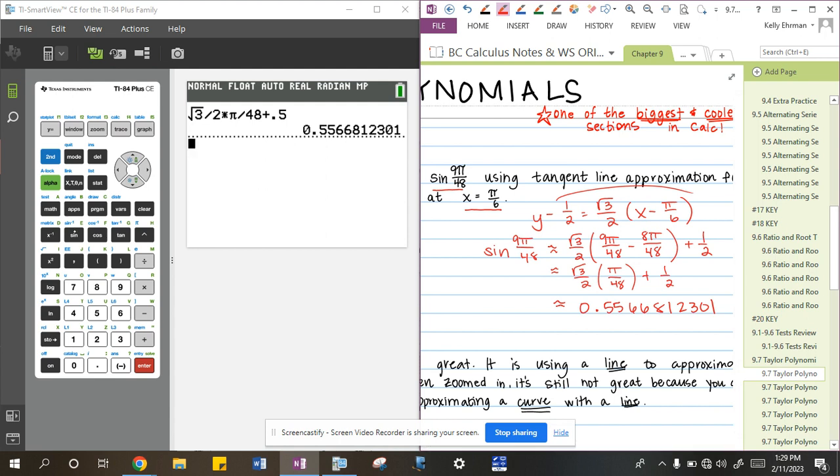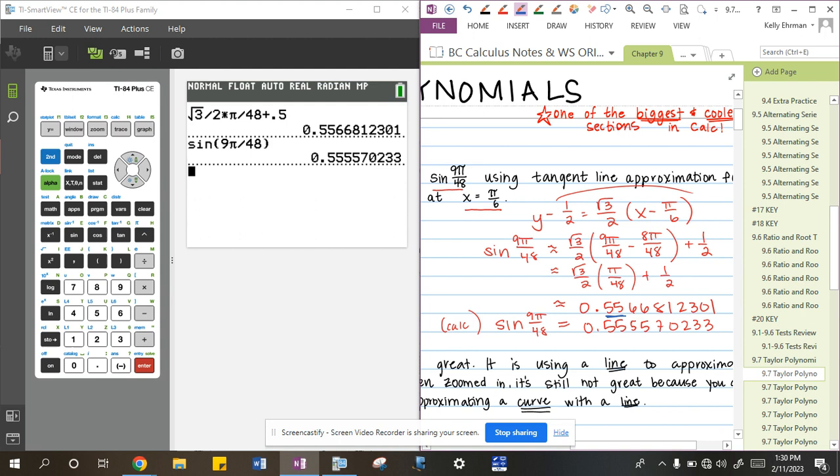And then let's see what the calculator says the actual value of the sine of 9 pi over 48 is. So this is still an approximation because it's rounded, but let's just go ahead and say sine of 9 pi over 48 is equal to, according to our calculator, 0.55. So we match to 2 places, but then it strays from there. 5, 5, 7, 0, 2, 3, 3. So the tangent line approximation, in this case, is pretty good. It's 2 decimal places accurate, but we want to see if we can do better.